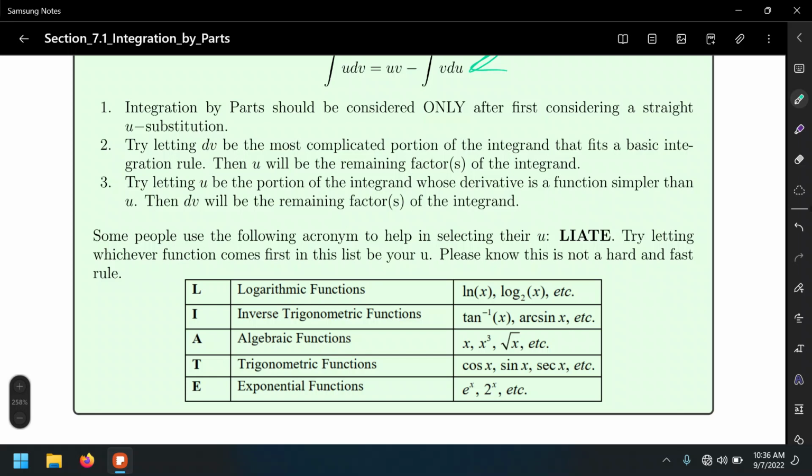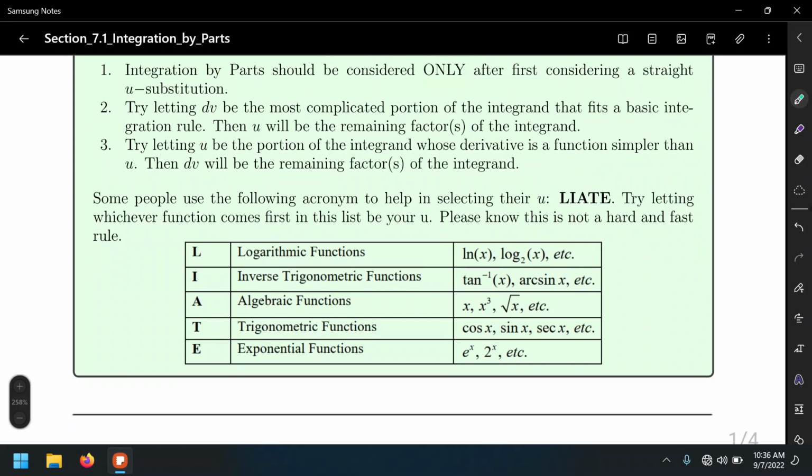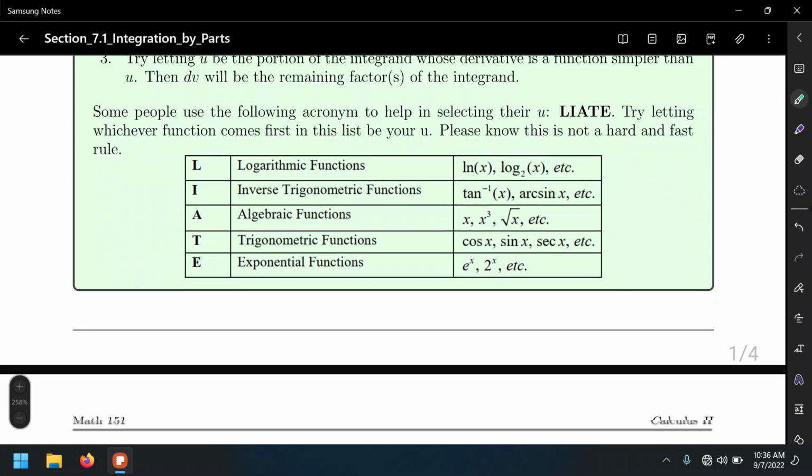Well, in this case, there's an alternative to this, which is using this acronym called LIATE. What does that stand for? Well, this LIATE thing is going to help us choose the U first. Once we get the U, the dv comes next. All right. So what do we mean? The L in the LIATE is for logarithmic functions. So we will observe our integral. Do we have any logarithmic functions? And not just ln, but logarithmic functions of your favorite base.